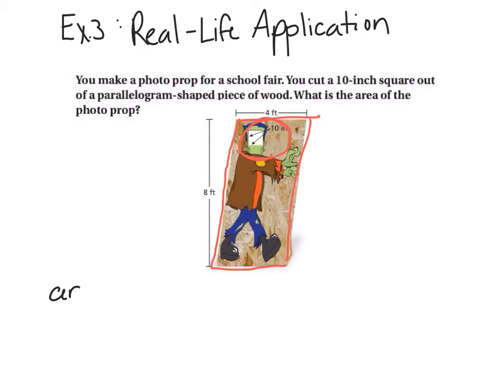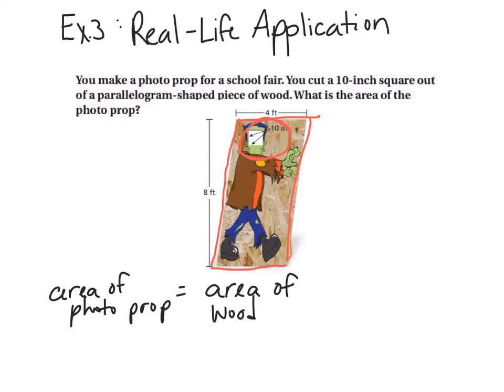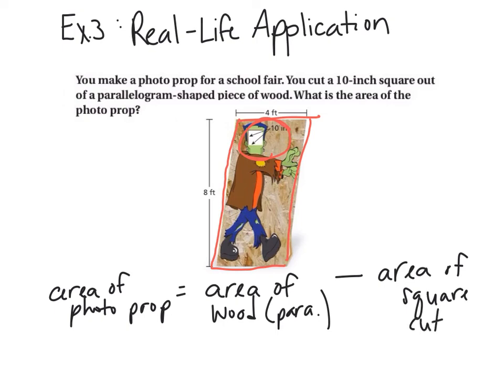The overall area of the photo prop is going to be equal to the area of the wood, or the parallelogram shaped wood. So we're going to put parallelogram. I'm even going to abbreviate that this time. But then you would have to subtract from that the area of the square cutout. And once we understand that, then we can just start to put in the pieces that we know.